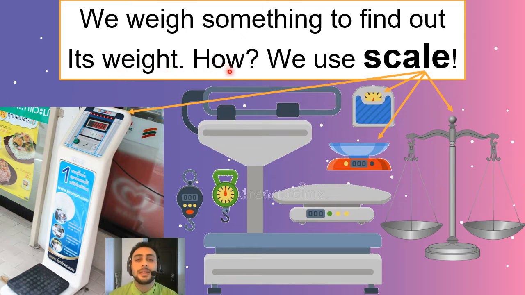Now, we weigh something to find out its weight. How? Easy. We use a scale. S-C-A-L-E. Scale. Now we have many different types of scale. We have the old school scale. We have the scale for humans to step on. We have tiny scale. We have digital scale like these ones. If you go to 7-Eleven, you will always see a scale outside. This is called a scale.